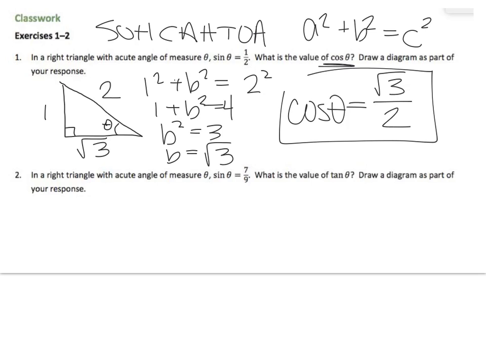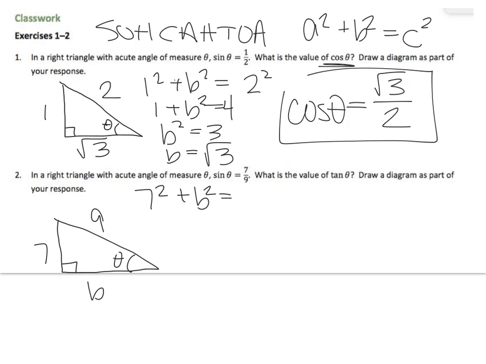Next, in a right triangle with acute angle measure of theta, we have sine theta equals 7 over 9. So sine is opposite over hypotenuse, 7 over 9. Let's figure out what b is. 7 squared plus b squared equals 9 squared, 49, 81. Subtract 49 from both sides. B squared equals 42.